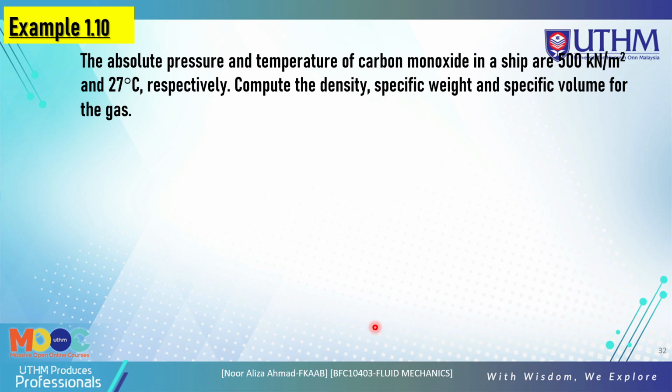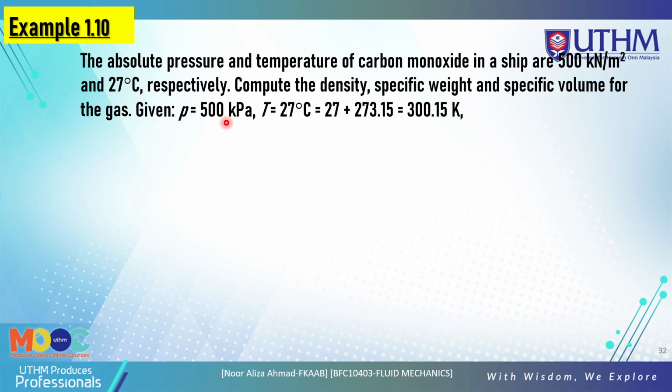So now we look at example 1.10. The absolute pressure is of carbon monoxide in a ship. We will compute the density, specific weight, and specific volume of the gas. So the given pressure P is 500 kilopascal, and temperature is 27 degrees Celsius. So you must convert to Kelvin. You must add 273.15 to 27 degrees Celsius to get the unit in Kelvin. To convert degrees Celsius to Kelvin, you must add 273.15.